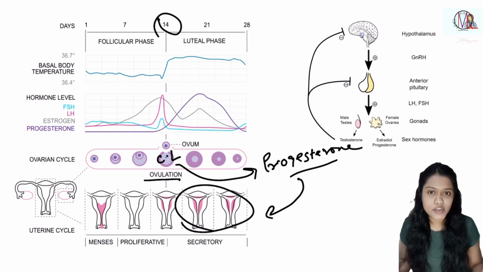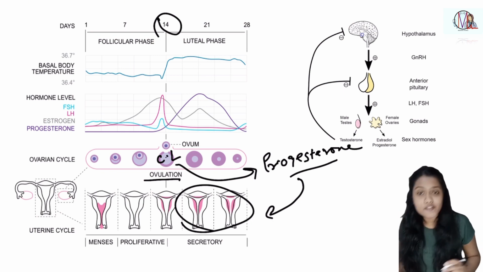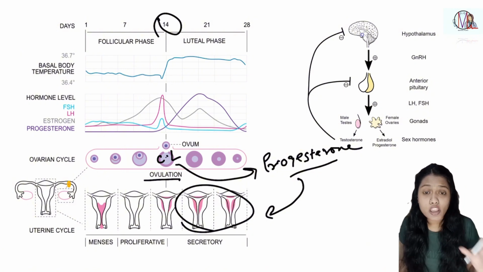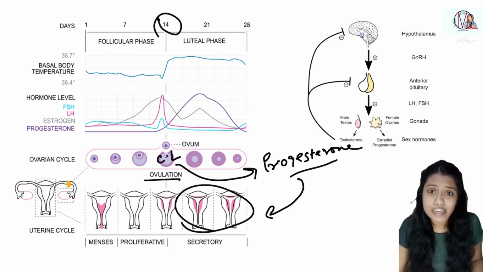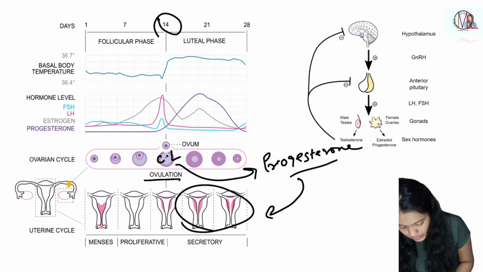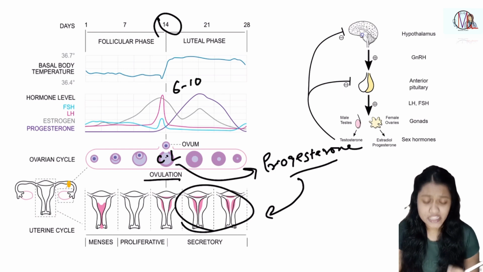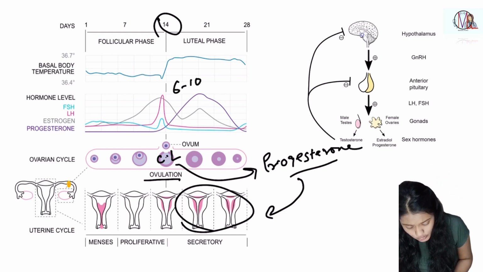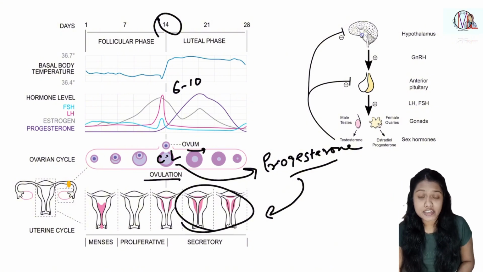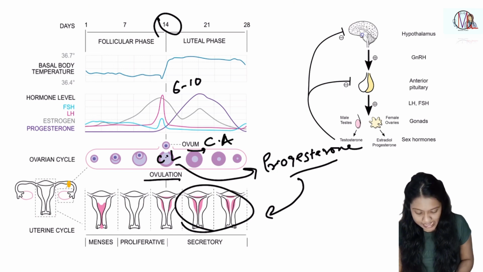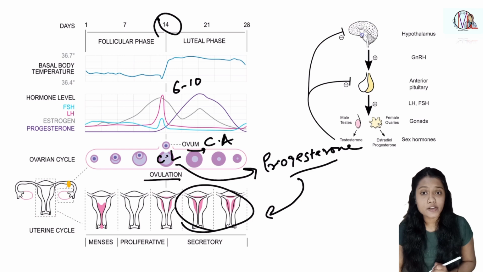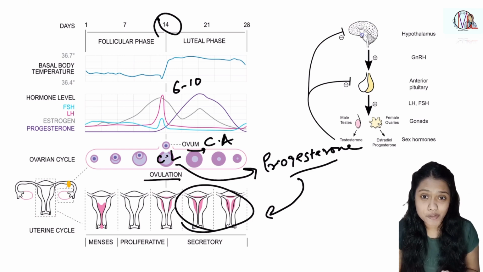Okay, but what if there is no fertilization? This ovum is waiting in the ampulla for fertilization, but there is no sperm, so there is no fertilization. It will wait for about 6 to 10 days. And if there is no fertilization, this corpus luteum will now start degenerating and become corpus albicans. And as this corpus luteum degenerates, there is no progesterone production anymore.